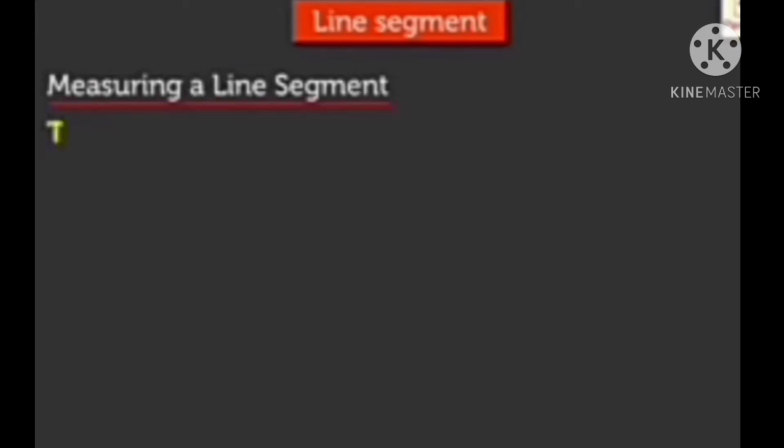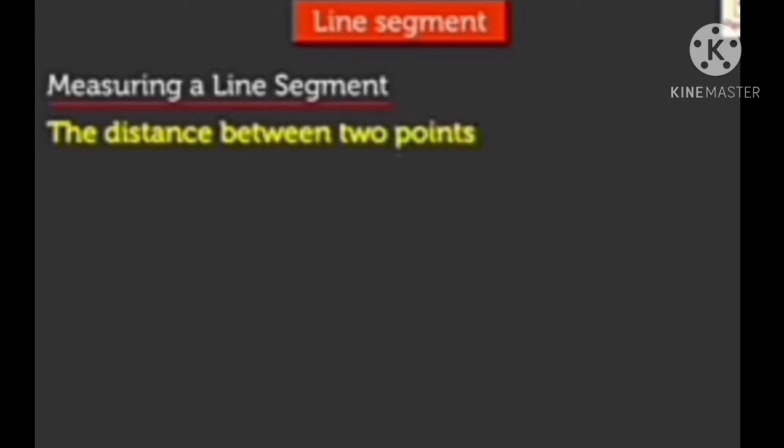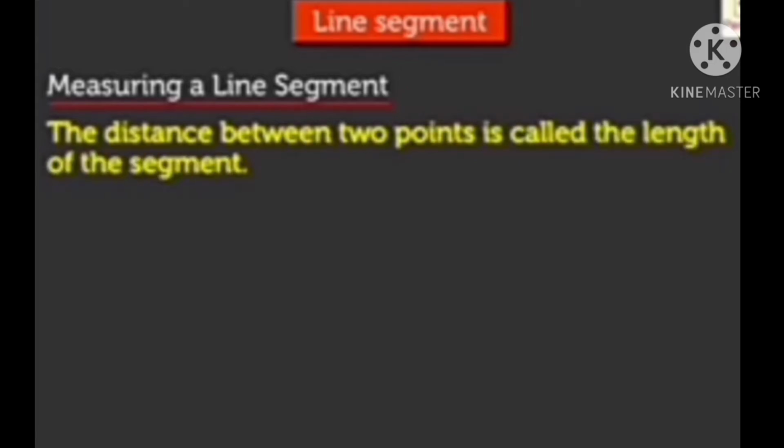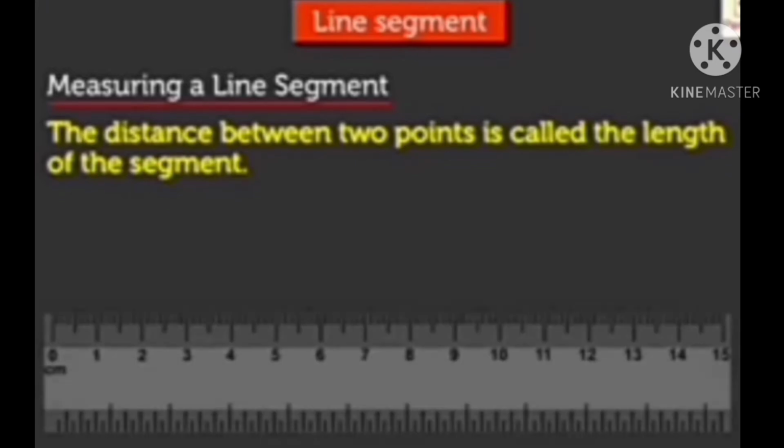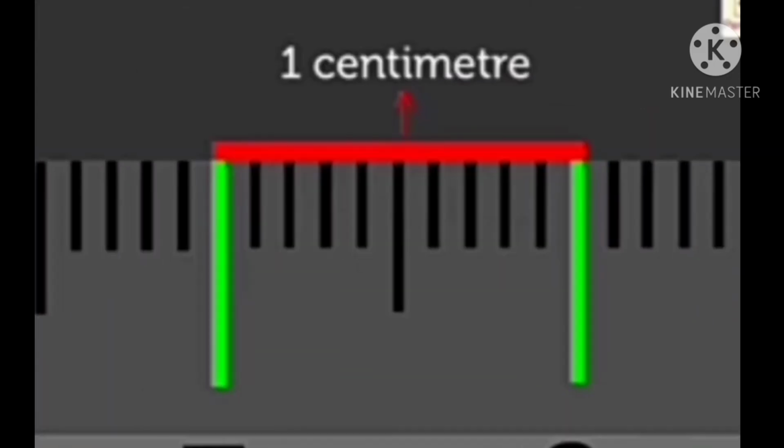Now about the measurement of the line segment. When measuring the line segment, the distance between two points is called the length of the segment. If we want to measure a line segment, we usually use a scale, which has centimeters, and in 1 centimeter there are 10 lines, each equal to 1 millimeter.